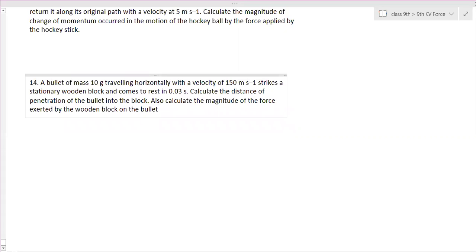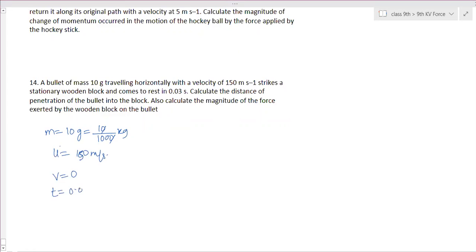A bullet of mass 10 gram traveling horizontally with a velocity of 150 meter per second strikes a stationary wooden block and comes to rest in 0.03 second. Calculate the distance of penetration of the bullet into the block and calculate the magnitude of the force applied. So its mass is 10 gram, that is 10 divided by 1000 kg, that is 1 by 100. Initial velocity is 150 meter per second. It comes to rest, V is 0. Time is 0.03 seconds. Distance traveled.